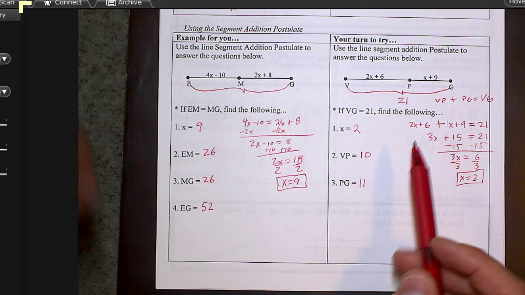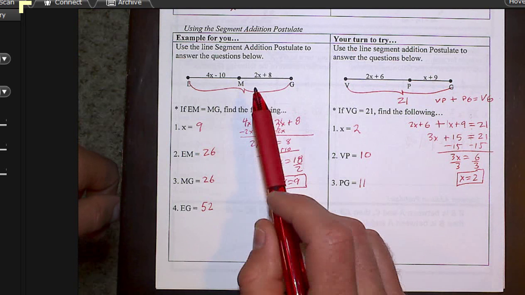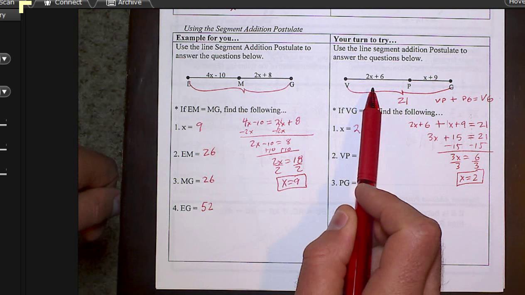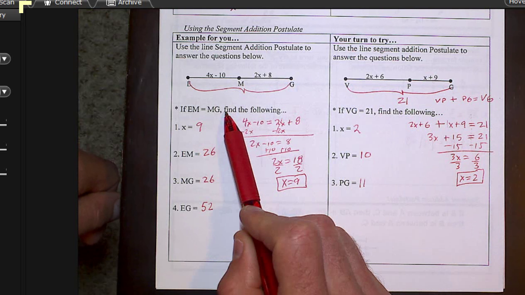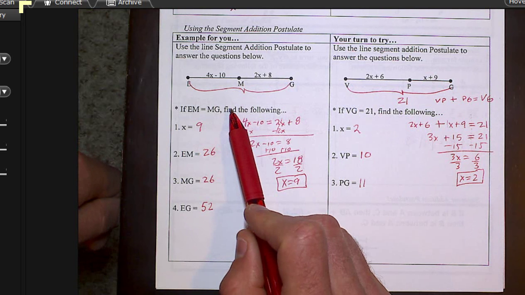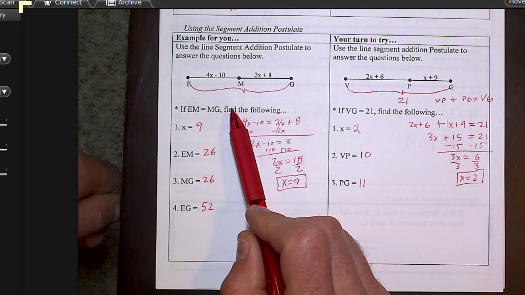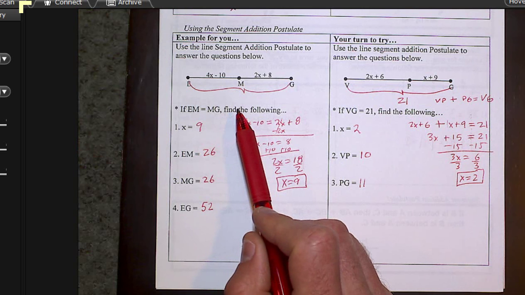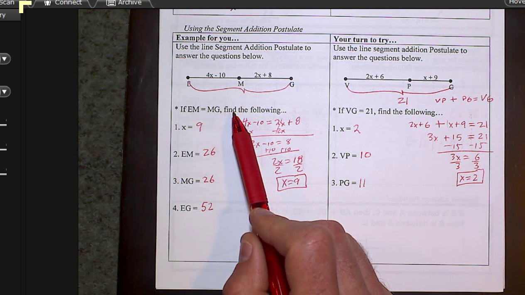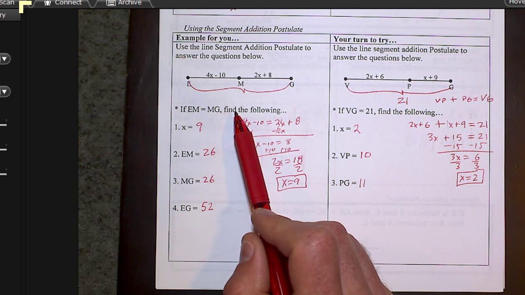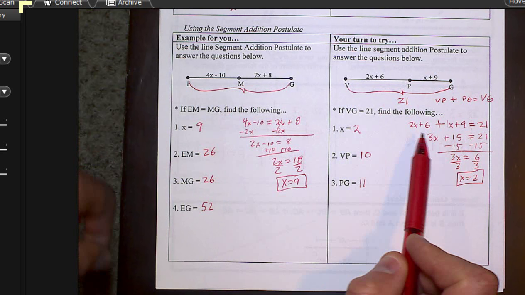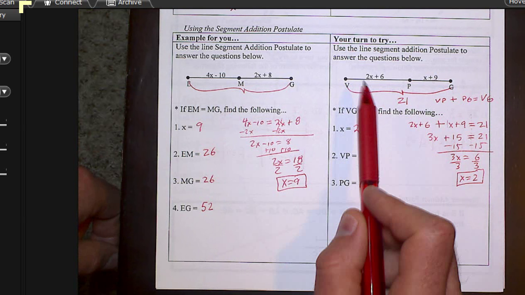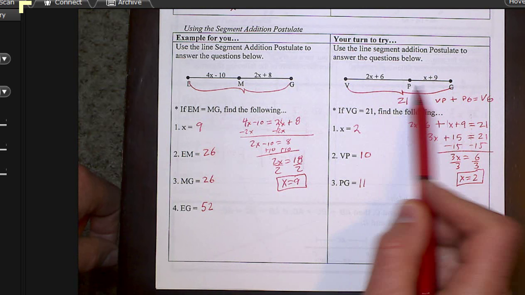Just be very careful of the problem, because if you notice, the visuals look pretty similar in both problems, but the directions or the information provided to you is different. So be very careful when doing these problems on your homework that you look at the visual, but also look at what the information is providing you with. That will point you in the right direction in terms of how to set up the problem, whether you're setting them equal to each other if it tells you the 2 segments are equal, or whether you have to use the segment addition postulate and take each piece, like these 2, VP and PG, and add them together and set it equal to the entire length.